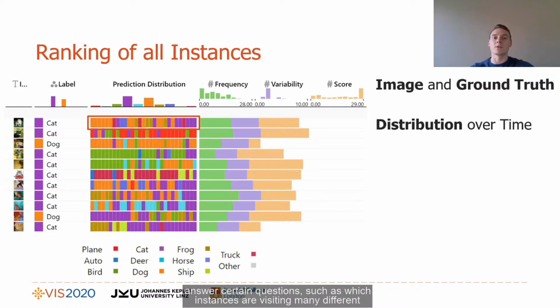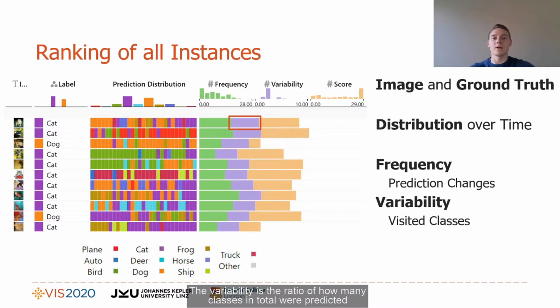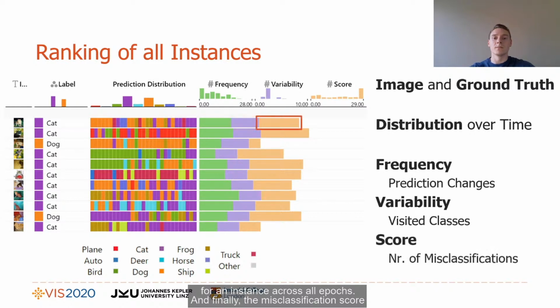To answer certain questions, such as which instances are visiting many different classes, which are oscillating between classes, or which instances are specifically hard to classify, we introduced three metrics. The frequency is the ratio of epochs in which the previous prediction is different to the current prediction. The variability is the ratio of how many classes in total were predicted for an instance across all epochs. And finally, the misclassification score of an instance is the fraction of epochs in which it was assigned to the wrong class.